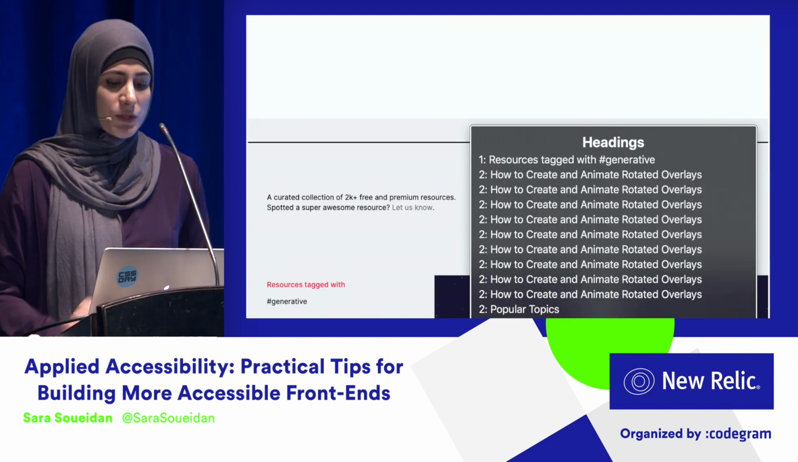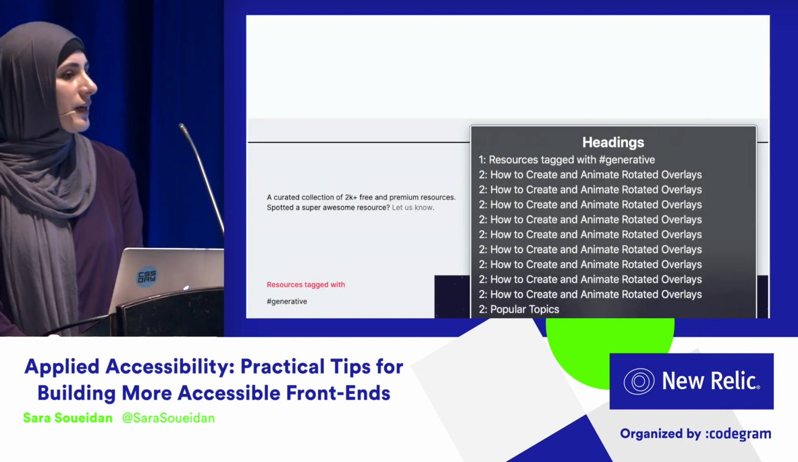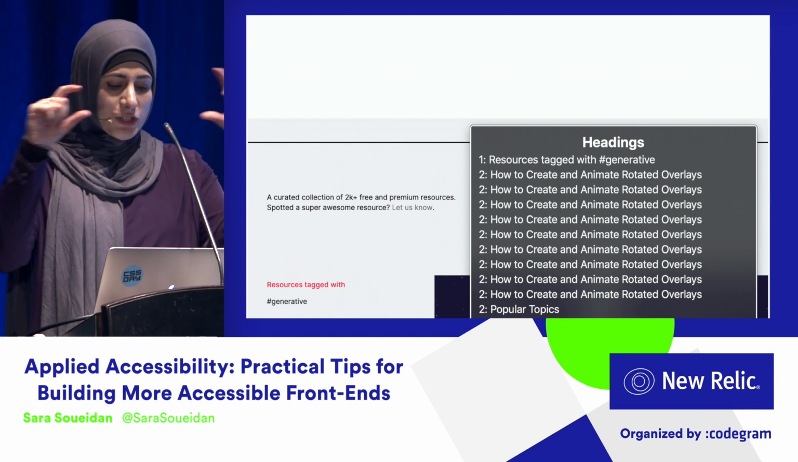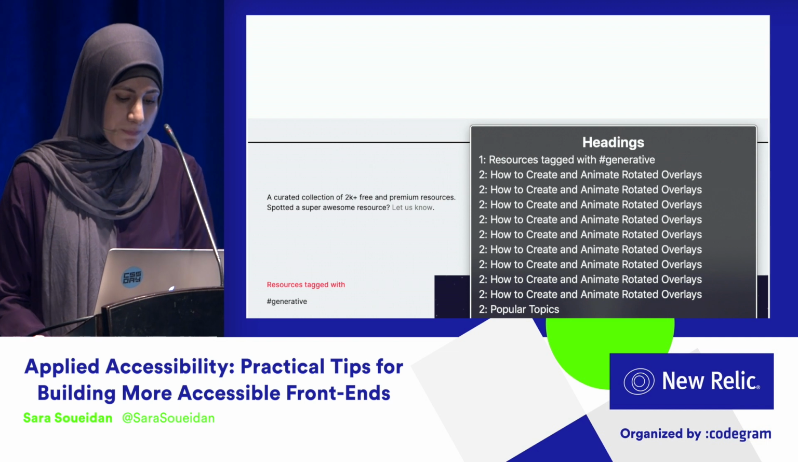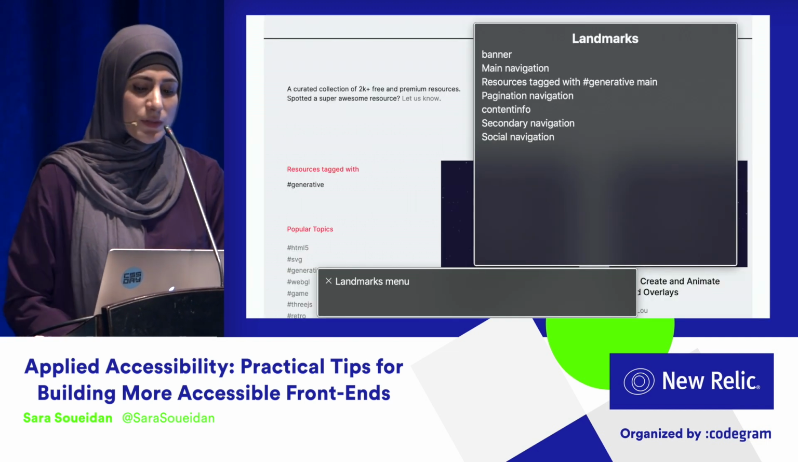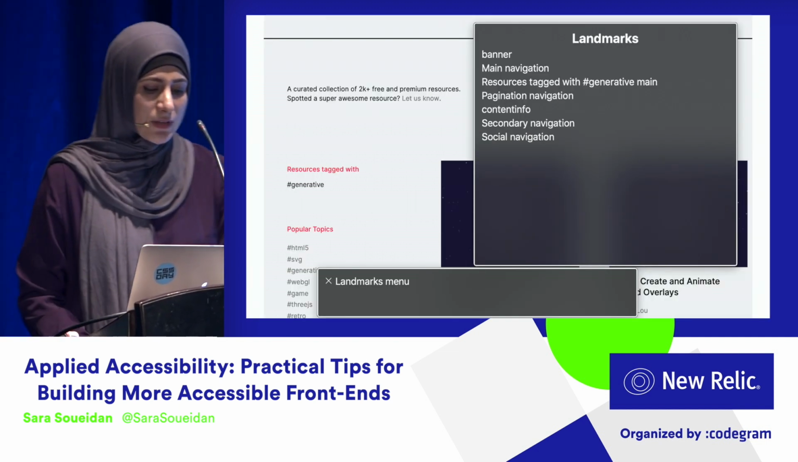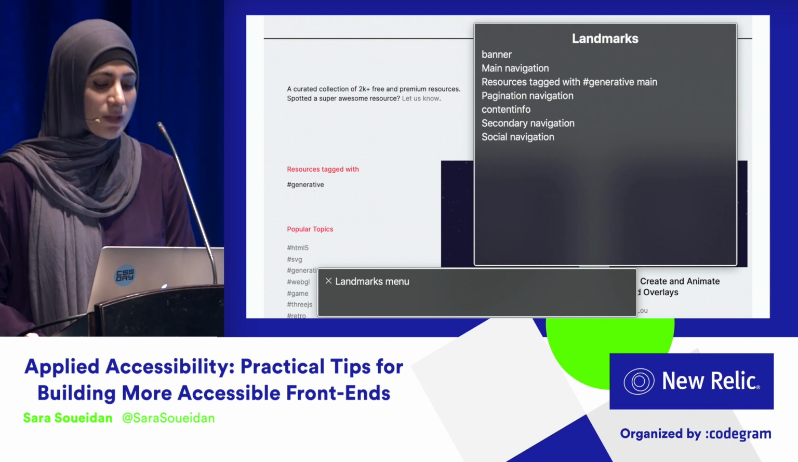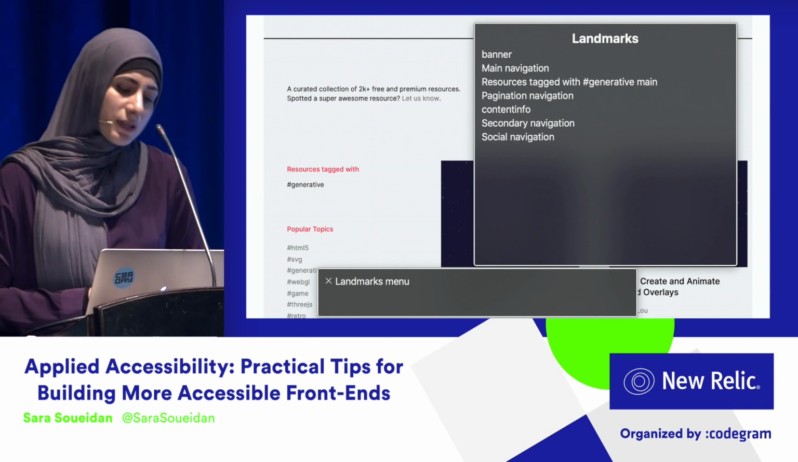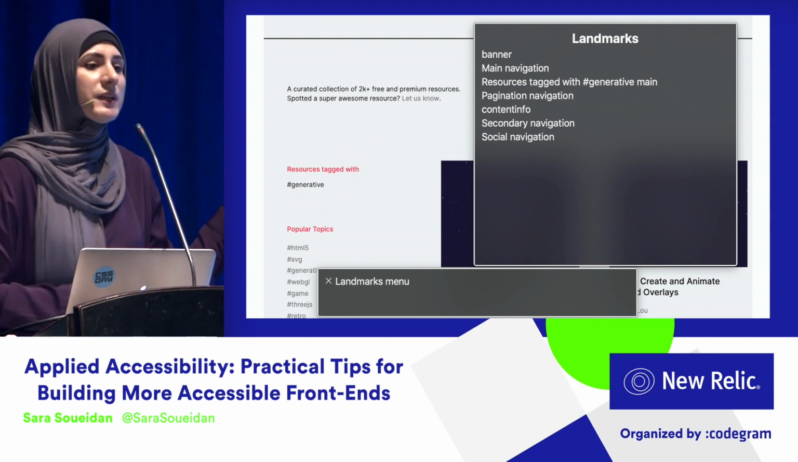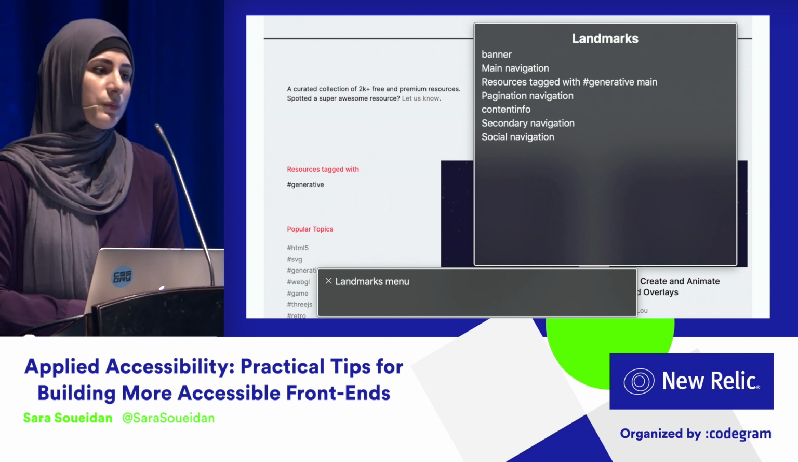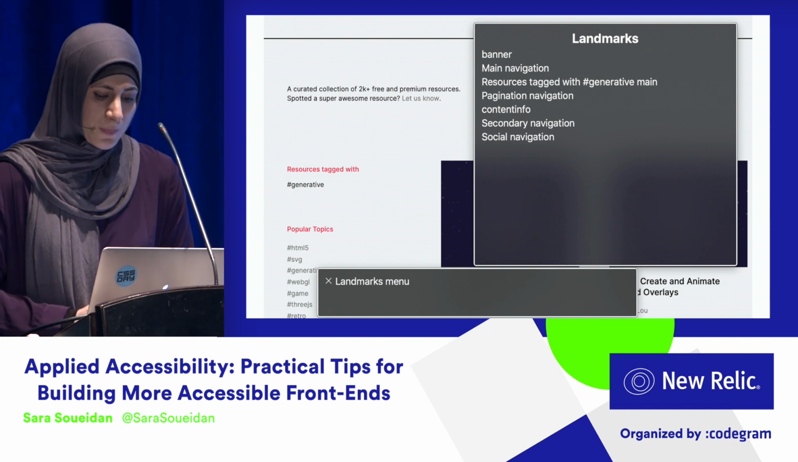Now, if I open this page using the Rotor again, with the headings, I have more hierarchy. I have an H1 that says "resources tagged with generative," and then a list of those resources. If I use the landmarks navigation, it says I have a header, I have the main navigation, I have a main section that has a title, "resources tagged with generative." And the user can jump to that main section and then scroll through the page or navigate through it.